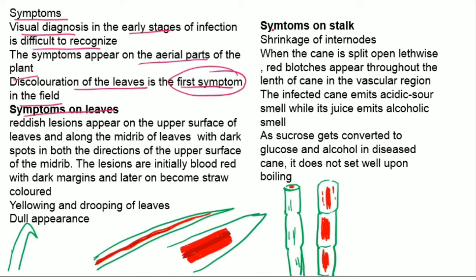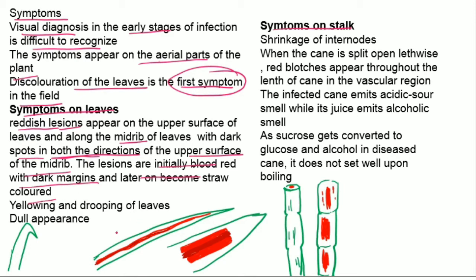And there are certain symptoms that are observed in the stalk, that is the stem portion. So the symptoms that appear on leaves are reddish lesions. Lesion means areas. Reddish areas start to appear on the upper surface of the leaves along the midrib, with dark spots in both directions of the upper surface of the midrib. The lesions are initially blood red with dark margins and later on become straw colored.